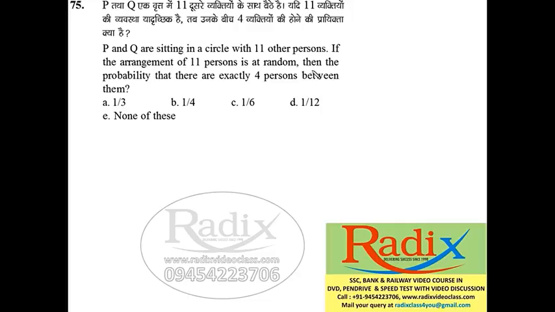P and Q are sitting in a circle with 11 other persons. So there are a total of 13 persons, because it is given that P and Q are sitting in a circle with 11 other persons. If the arrangement of 11 persons is at random, then the probability that there are exactly 4 persons between them. So for probability, first of all we'll calculate the total outcomes. Total persons are 11 plus 2, 13, and they are sitting in a circle. So this would be factorial 12.